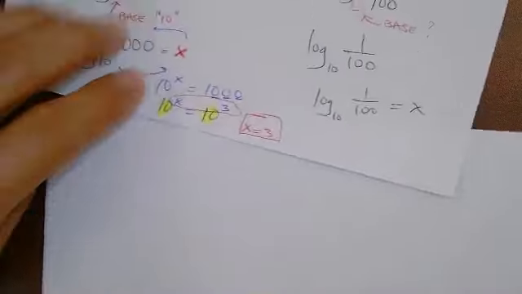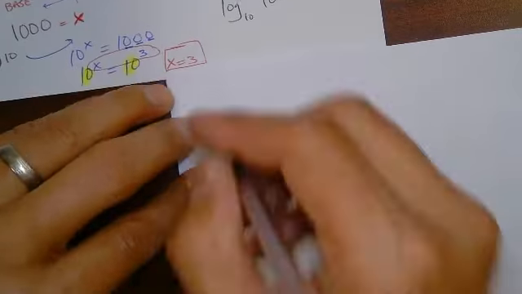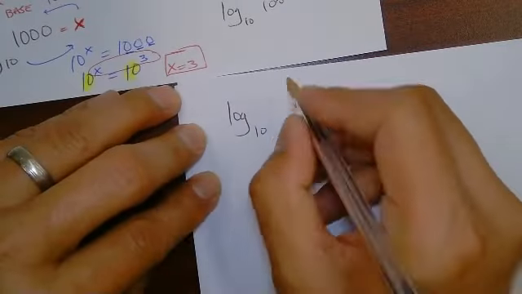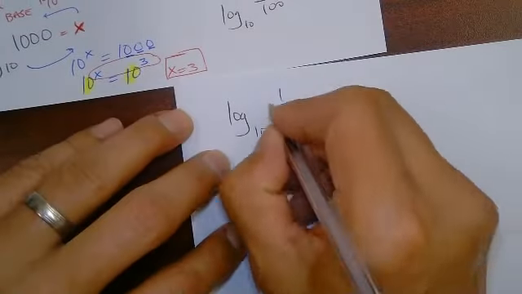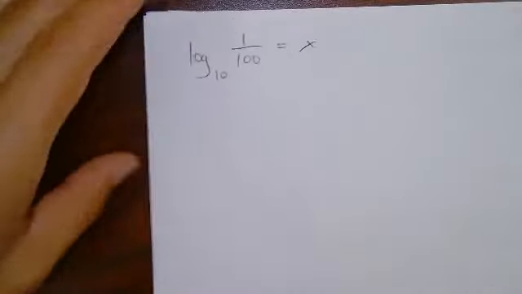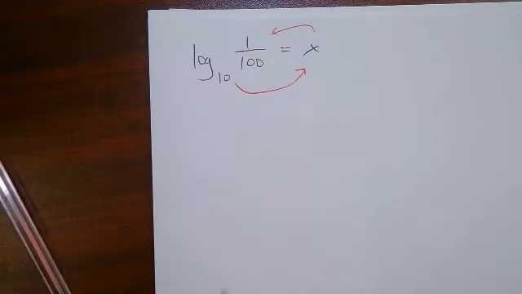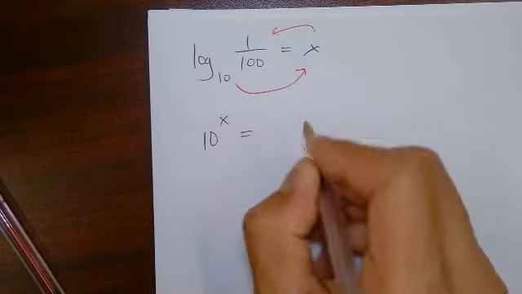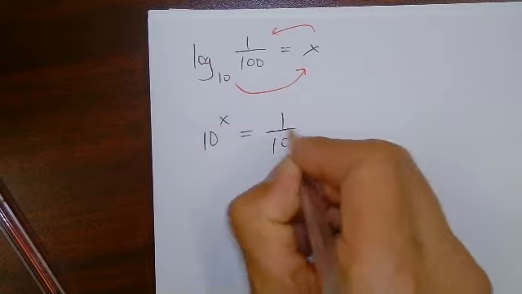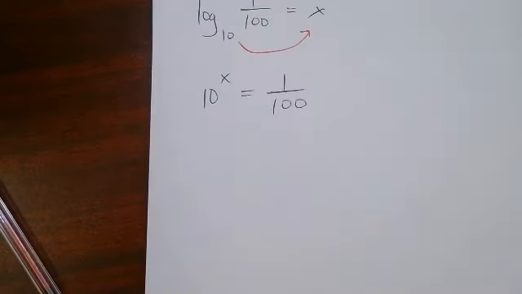Sorry, I'm writing it again. So you change it to exponential form, and that's going to be 10 to the power of x is equal to 1 over 100. See?